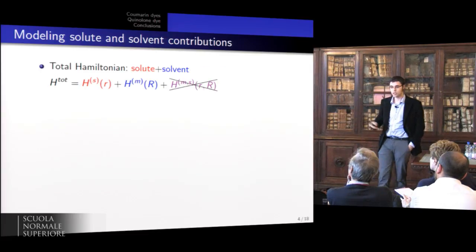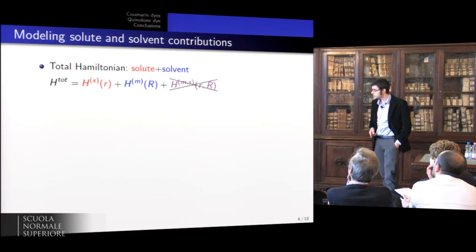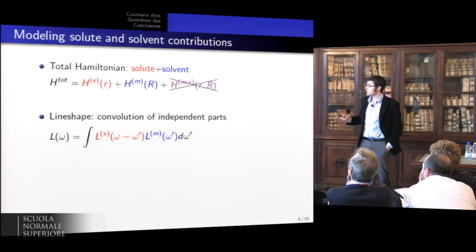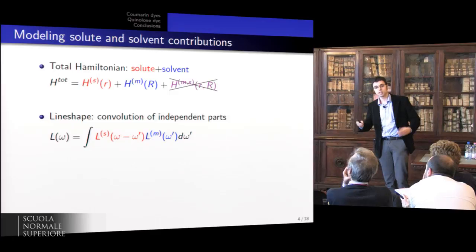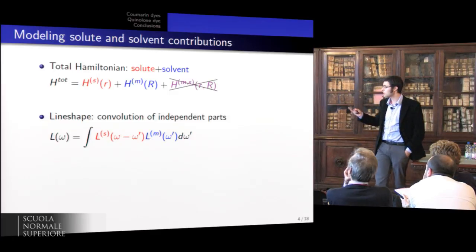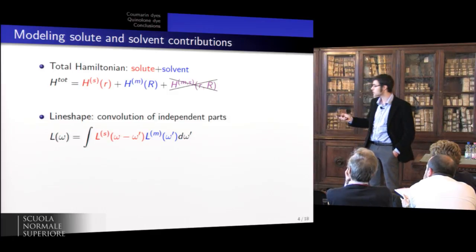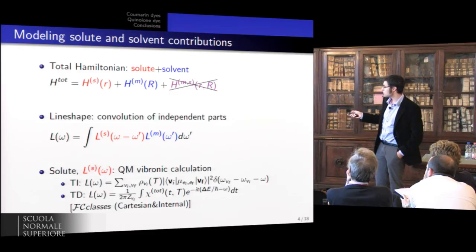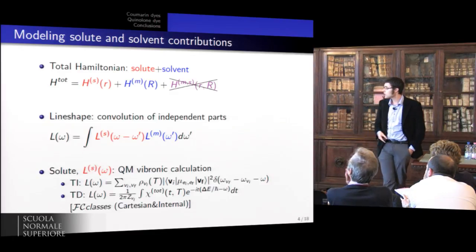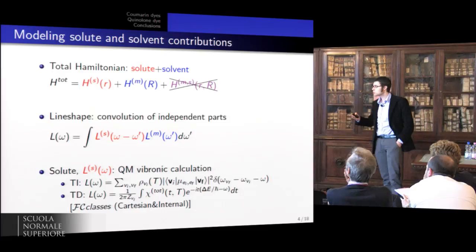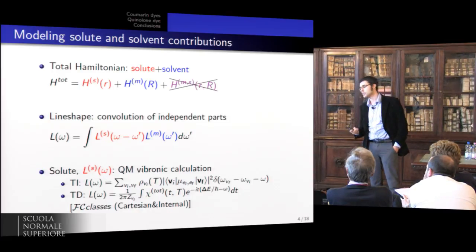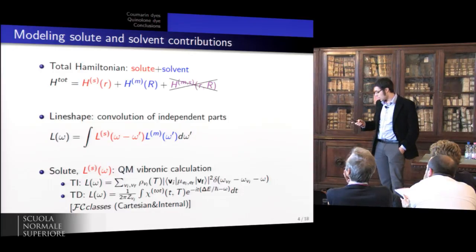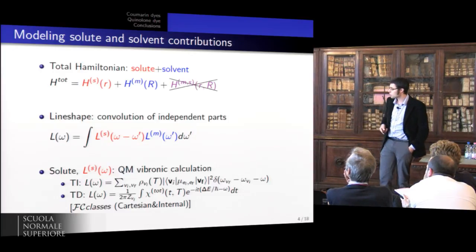As a first approximation, we are going to neglect these terms, and in such circumstances the line shape of the whole system is simply the convolution of the independent parts, the solute and the solvent. So as for the solute, this is the red part here, we are going to use the quantum mechanical vibronic calculation that have been just reviewed nicely in the last talk, as we have also implemented in our code FCclasses, also time dependent.